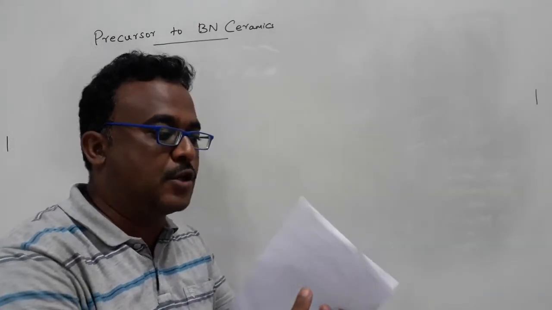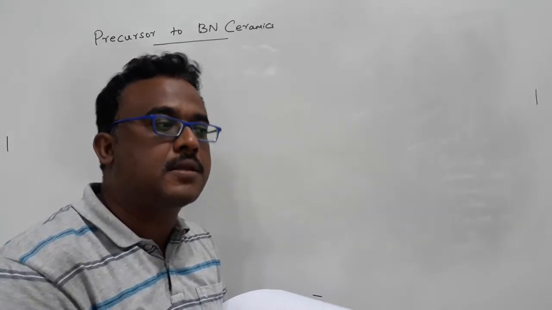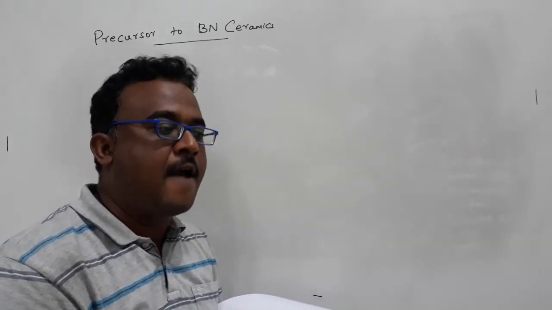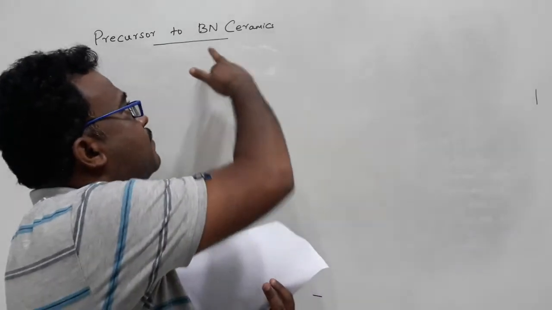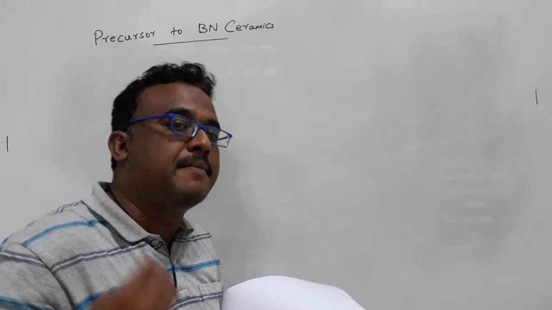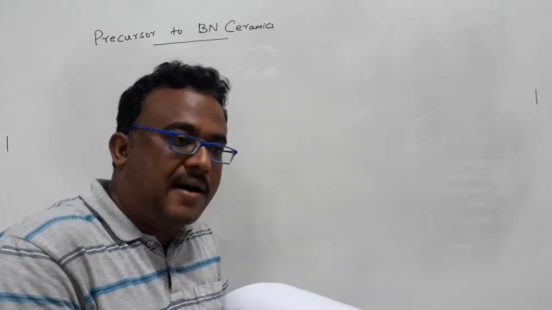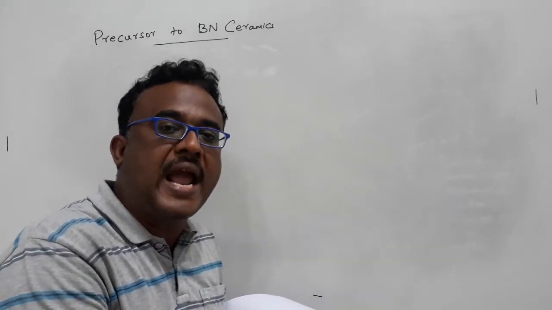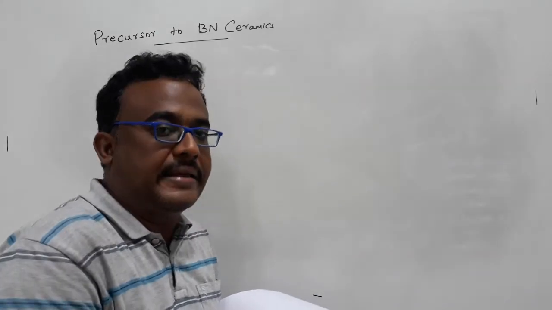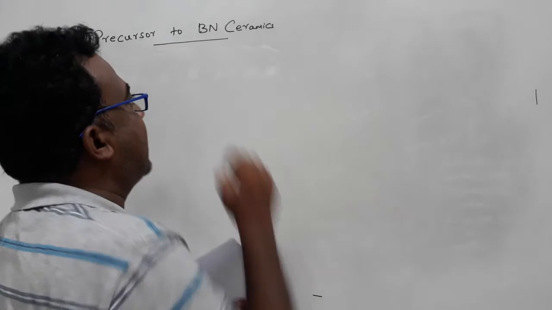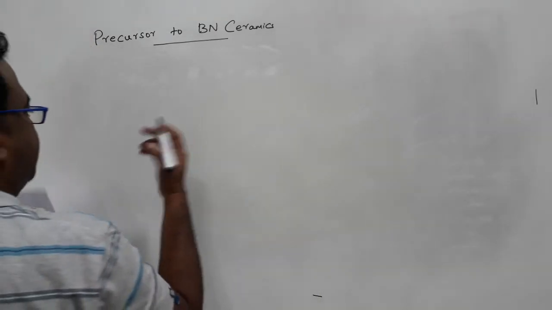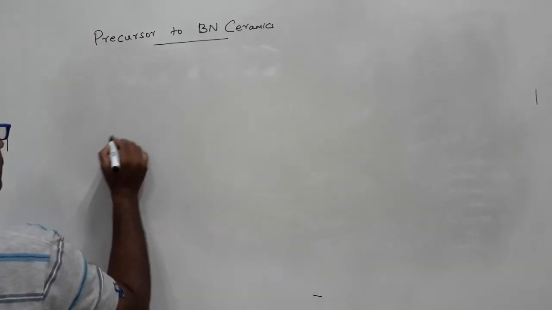For example, if you are using two different starting precursors, for example borane plus ammonia, to prepare boron nitride, you mostly end up with a mixture, because there is a possibility that one of the ratios can increase or decrease, and that can affect the product, giving a mixture. But with borazine, that ratio is already fixed.